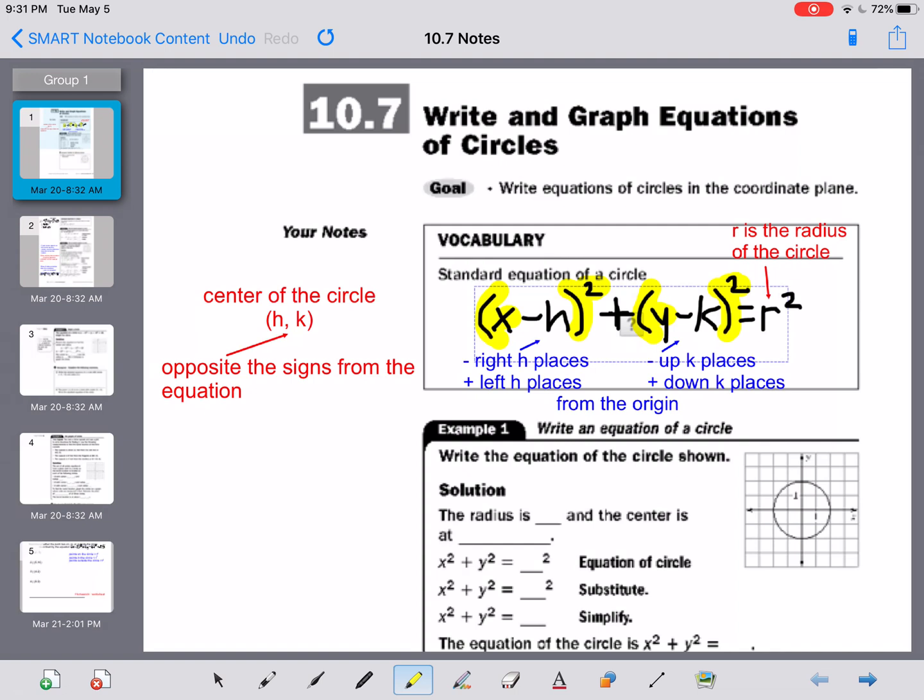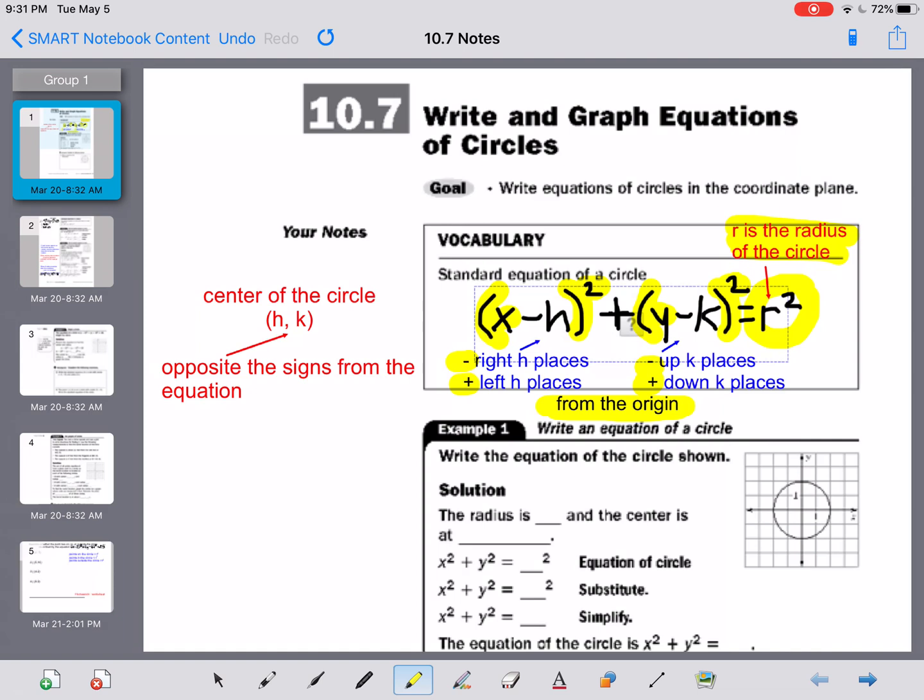So if you see a minus here, I'm going to go right h places. If I see a plus, I'm going to go left h places. If I see a minus on the y, I'm going to go up k places. If I see a plus, I'm going to go down. And this is always places from the origin, okay? So when we say we're going to move that many places, that's from the origin or 0, 0. At the end of every equation will be just a number. And that number is the quantity r squared, and we take the square root of it to find r, just the radius of the circle.